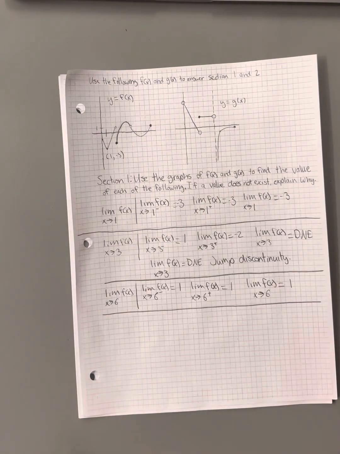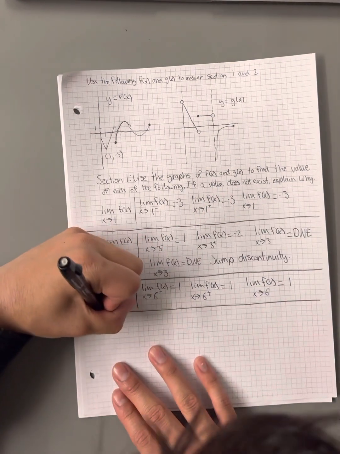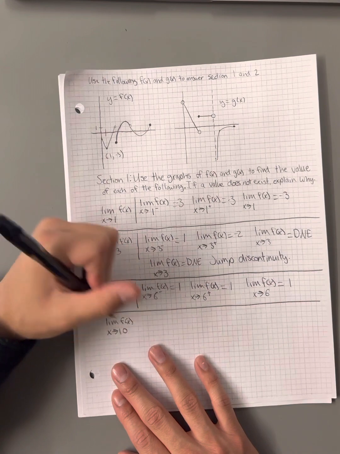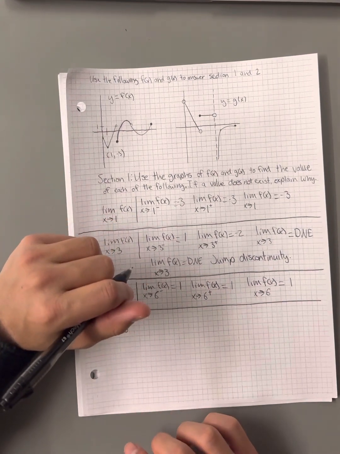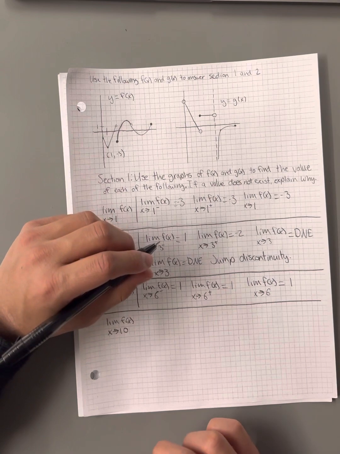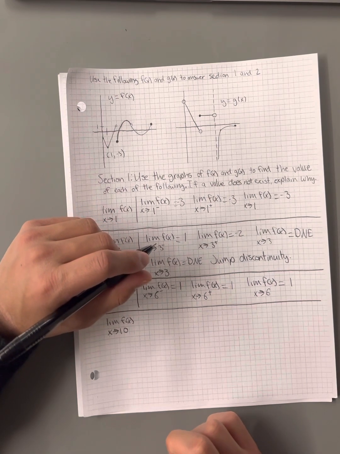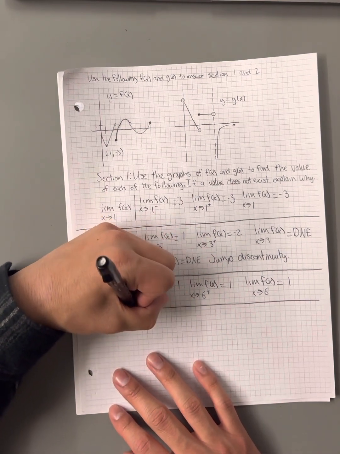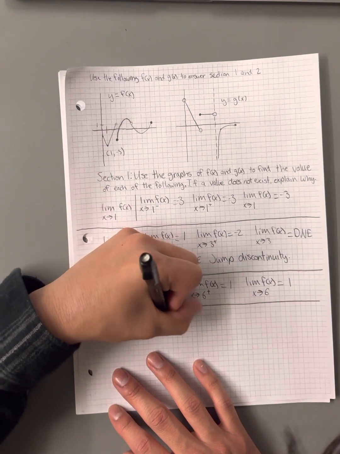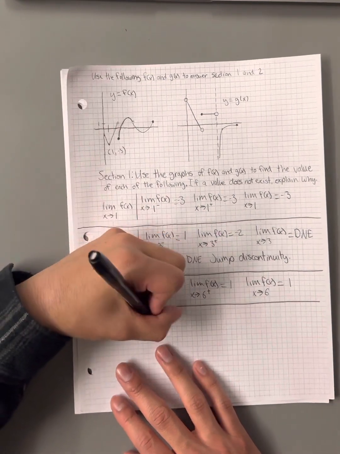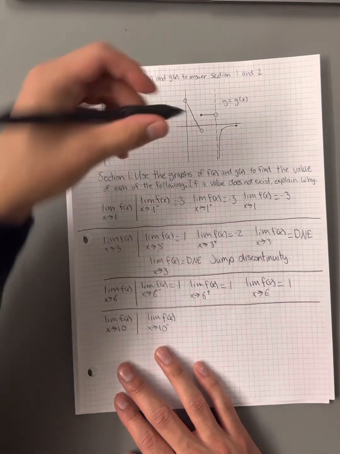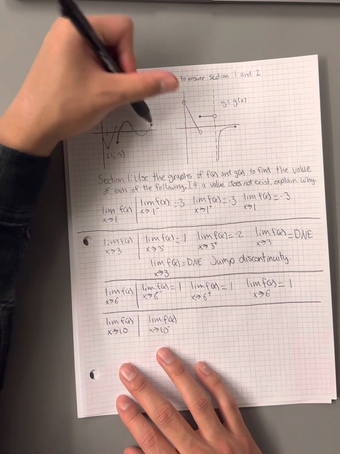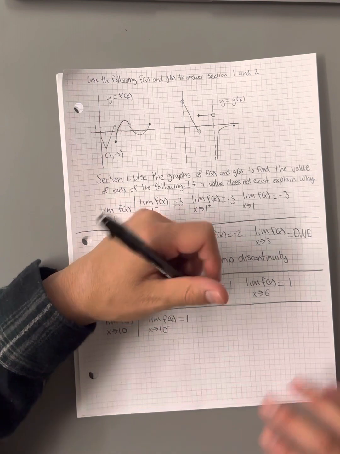Let's look at the next limit. And next up, we have the limit of f of x as x approaches 10. So, let's look at it from the left. The limit of f of x as x approaches 10 from the left is approaching 1.